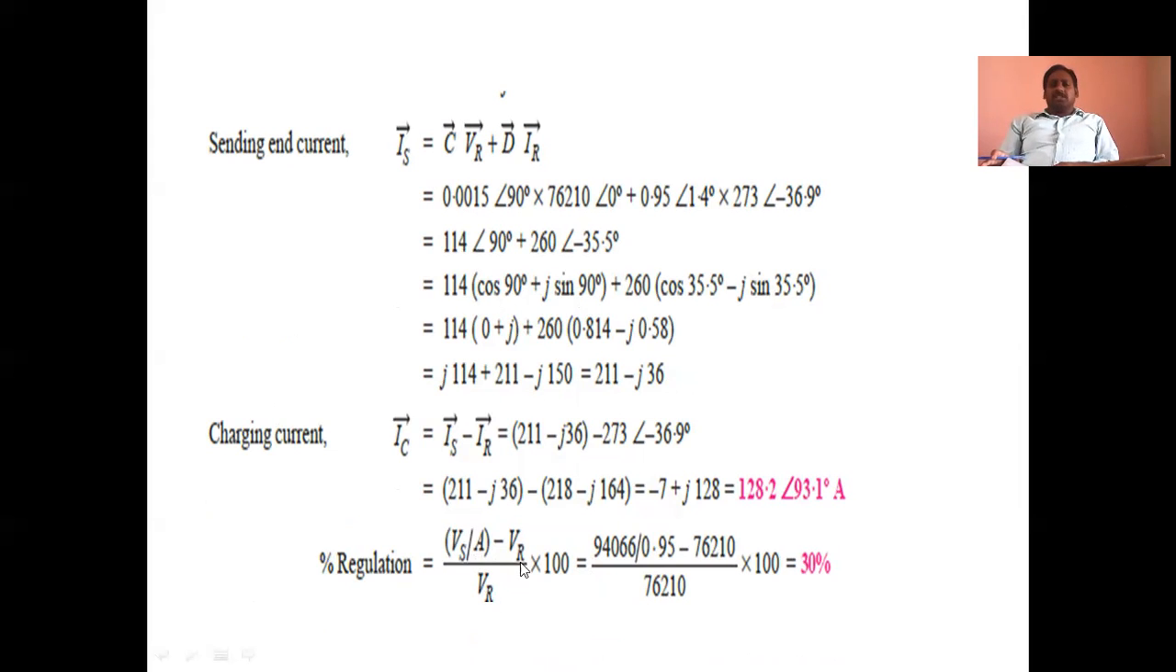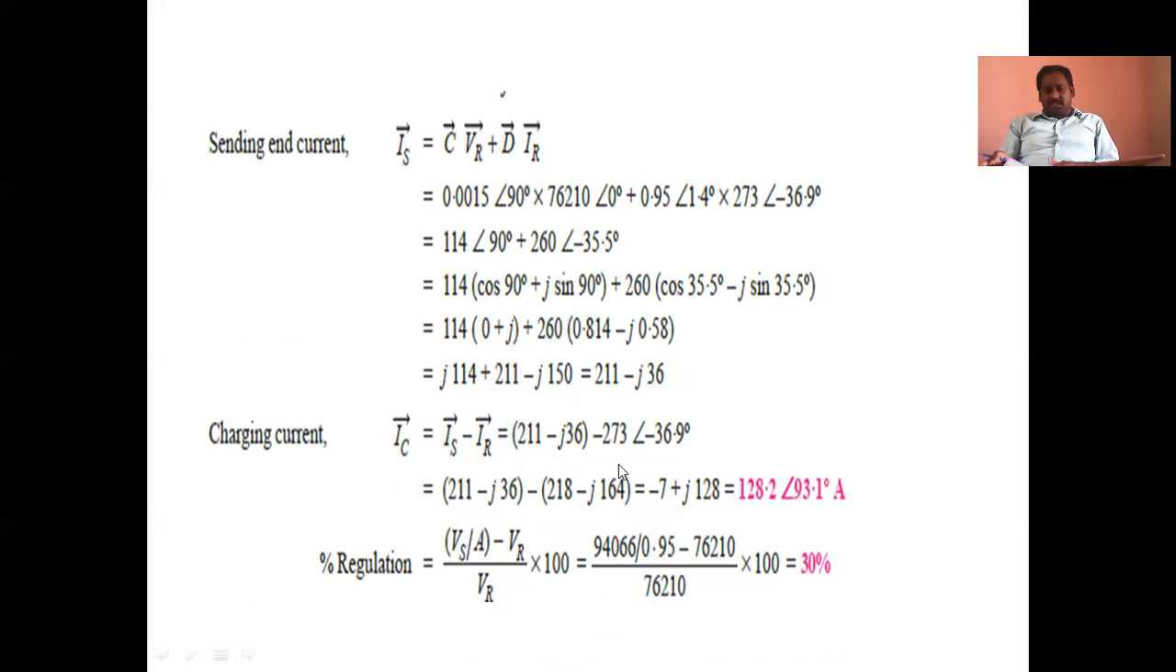So for that the formula is (Vs by A minus VR) by VR into 100. Vs is already there, substituting here. The A value is there, substituting here. At the same time VR is there, substituting here. The regulation is 30%.